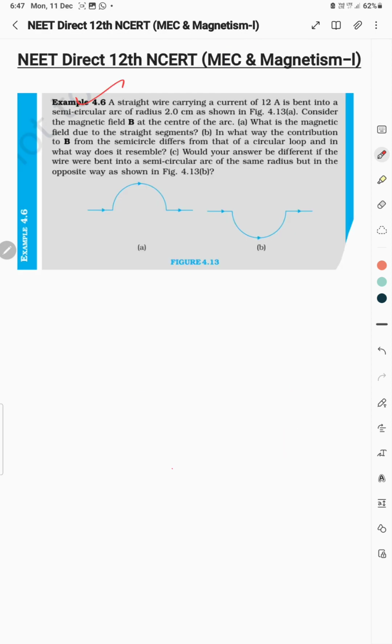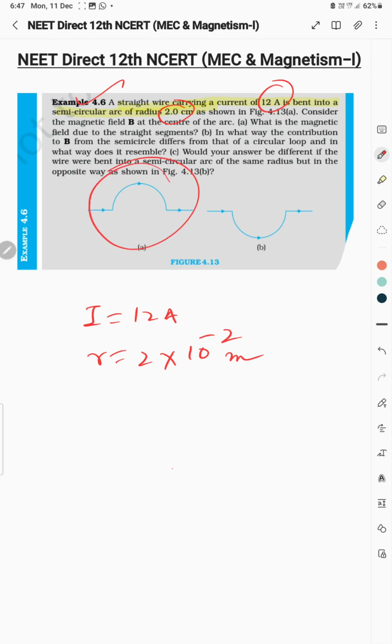Okay, now let's move on to question 4.6. Look carefully. A straight wire carrying a current of 12 amperes is bent into a semicircular arc of radius 2 centimeters. Let me first write everything. Current is 12 ampere, as you can see here, and the arc has a radius of 2 centimeters, which I change to meters. It is imperative that we use only the SI system. Consider the magnetic field at the center of the arc. That is, this diagram is being discussed, so the field at the center of the arc is what you are asked.